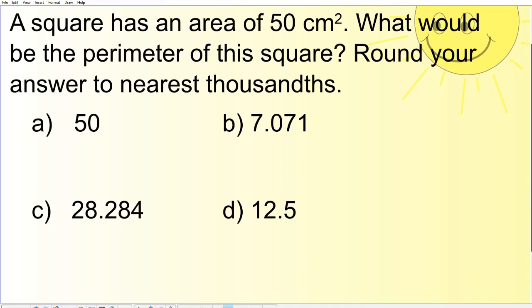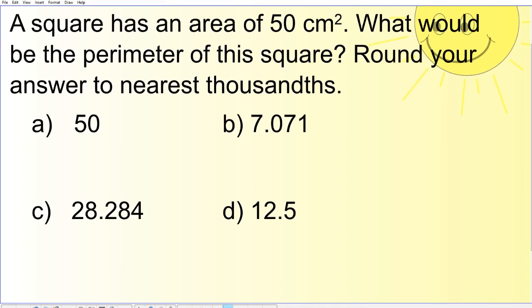Example 2, multiple choice. A square has an area of 50 centimeters squared. What would be the perimeter of this square? Round your answer to the nearest thousandths. What would be the perimeter of the square?